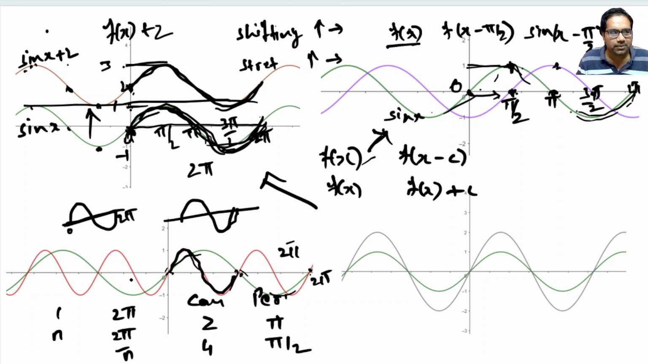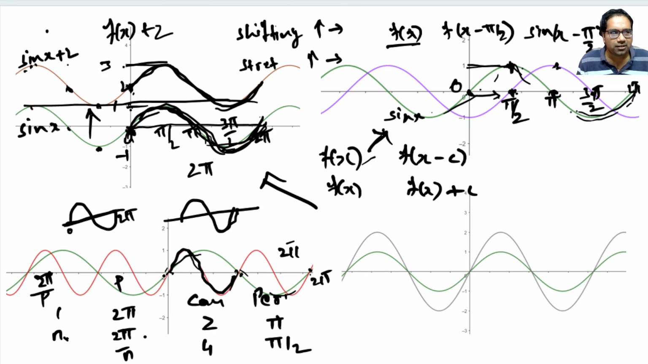So now, same automatically. What does this also mean? If the period is p, what does that mean? It is compressed 2 pi by p times. Okay. If the period is p, that means it is compressed 2 pi by p times. If it is compressed n times, that means the period is 2 pi by n. Very good. This is about compression.